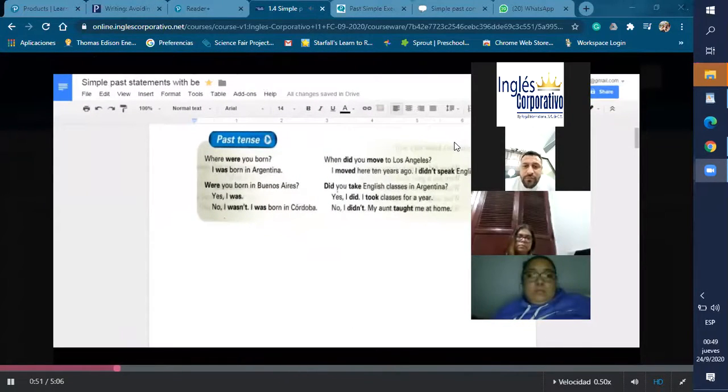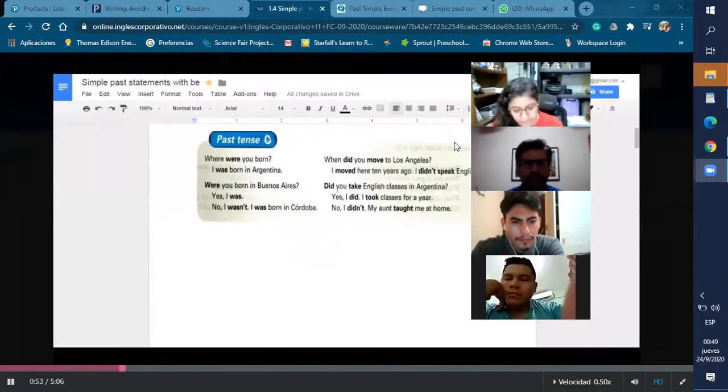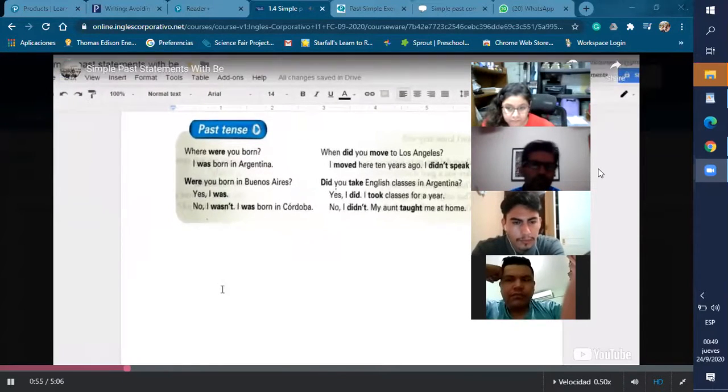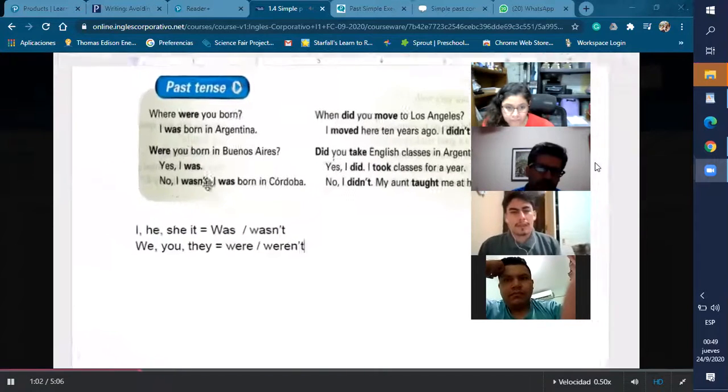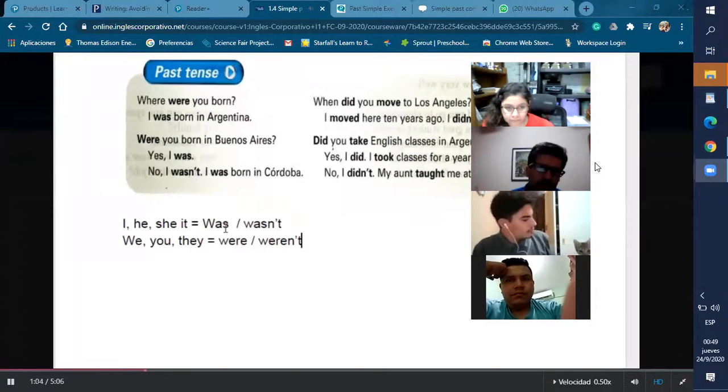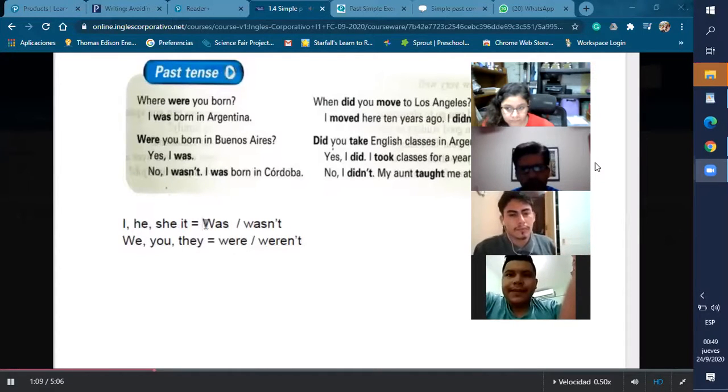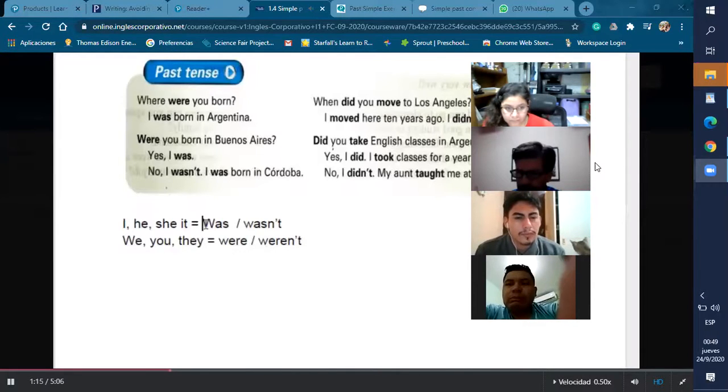The first thing that I would like to explain regarding this topic is one basic rule, and that's the verb to be. The verb to be will change depending on the pronoun that you use. For instance, whenever you use the pronouns I, he, she, or it, the verb to be that we have to use for positive sentences is was. And whenever we make a negative sentence, we have to use wasn't.